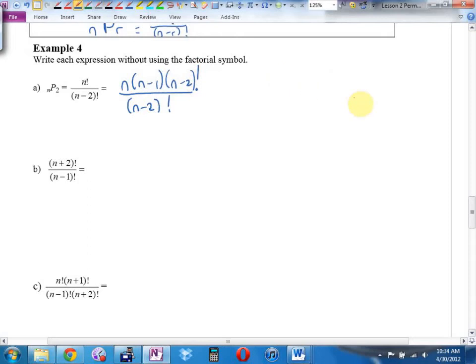Now, why did I stop there? What do I have on the bottom here? Can I cancel? Are they factored? Do you know what this simplifies into? That whole thing apparently simplifies to n squared minus n. These are tricky.